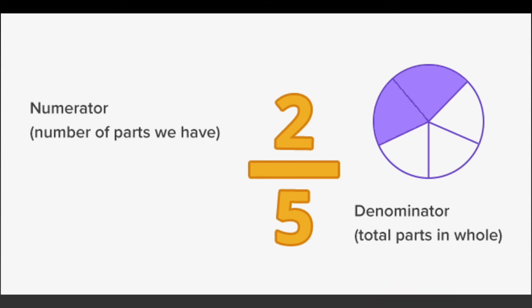These are 2 important terms to know when dealing with fractions. The number on top is called our numerator. It represents the number of parts that we have. The number on the bottom is called the denominator. It represents the total number of parts in a whole. And this fraction is read 2/5.